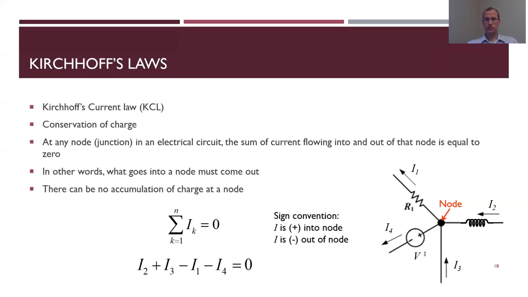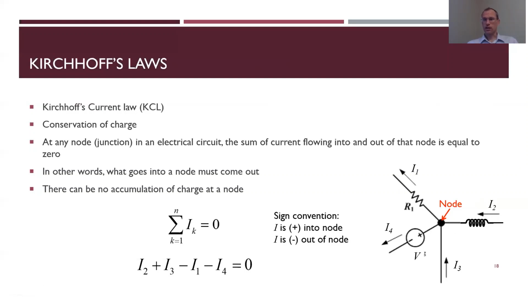He has two laws: a current law and a voltage law. The current law is essentially conservation of charge. If you have some node, some junction, you have some current coming in and some current going out. Essentially, whatever comes in has to go out.